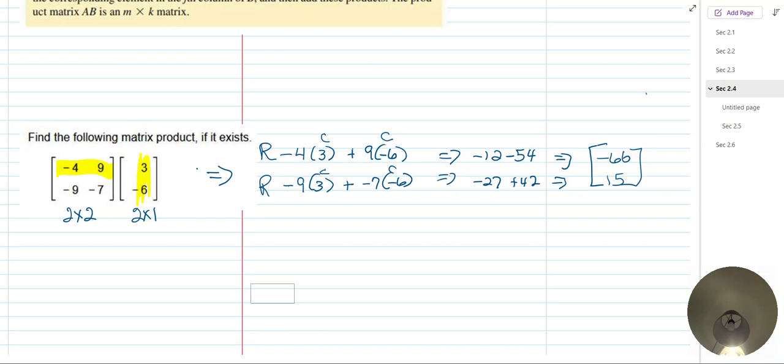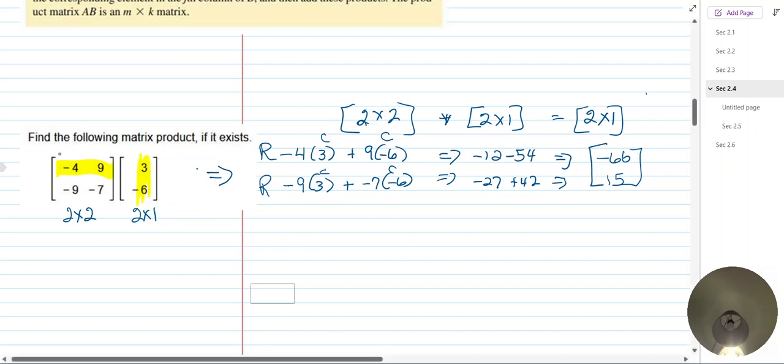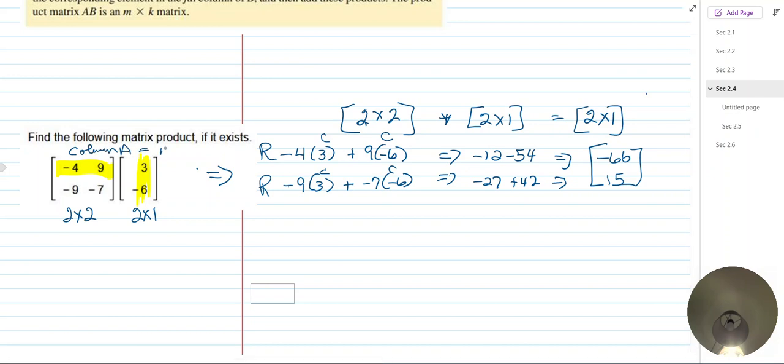All right. Now, it is funny about what we get. Notice that we started with a 2 by 2 and we multiplied by a 2 by 1 and we got a 2 by 1, which is what they were saying. You get whatever the second matrix you're multiplying is. Now remember, you have to have the columns of A equal the rows of B. That's very crucial in multiplication.